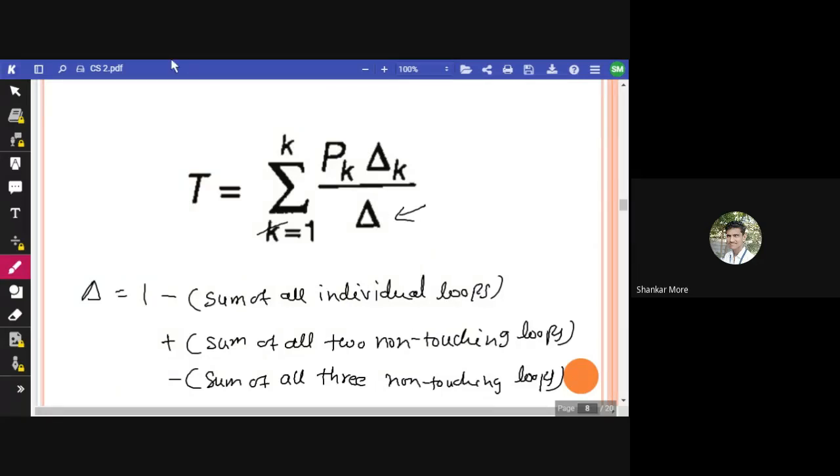Okay, now what is Pk? P1 is the forward path, then we have to find out del 1 also, and then we have to find out del. If two forward paths are there, then we have to find out P2, del 2 and del.